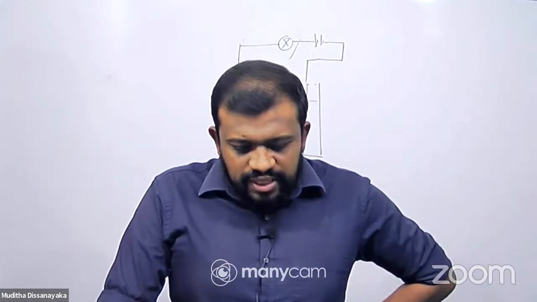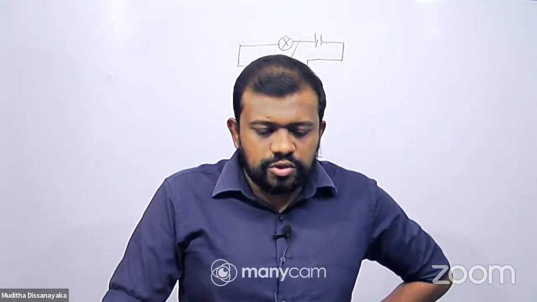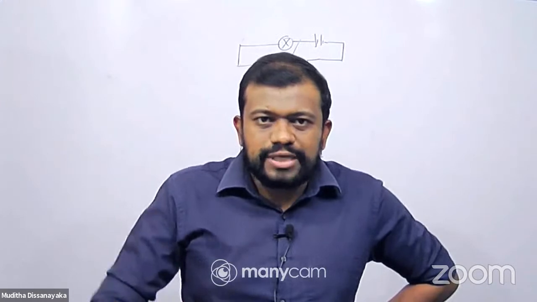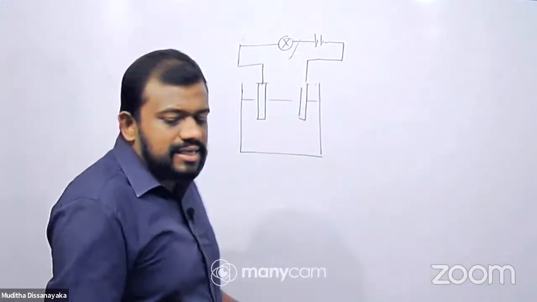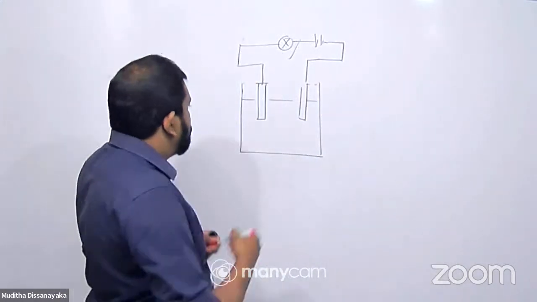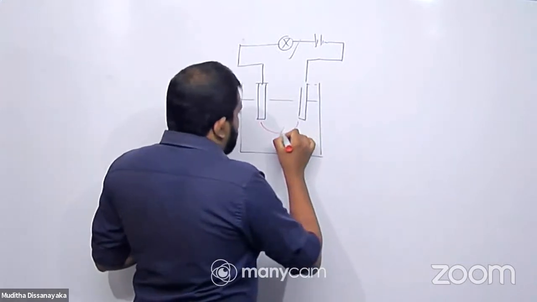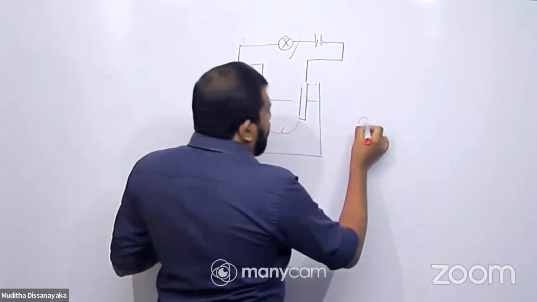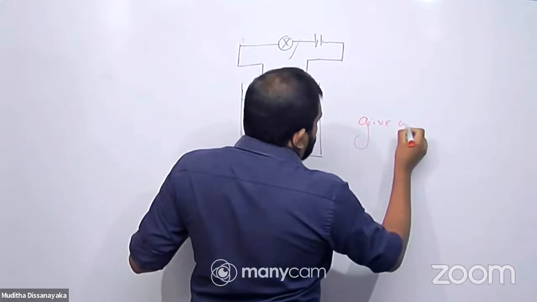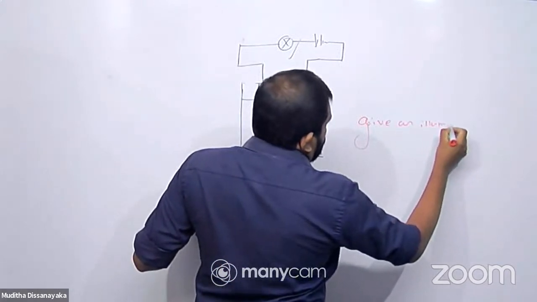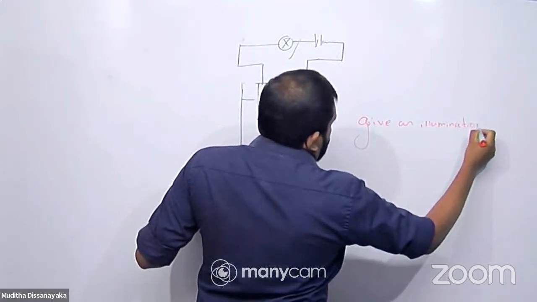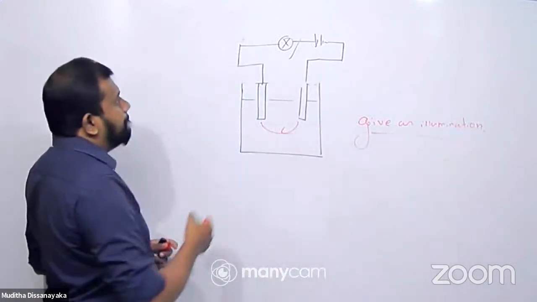Name two electrolytes from the above solution: salt solution and copper sulfate. Because electrolytes, since they conduct electricity, they give an illumination. Electrolytes.